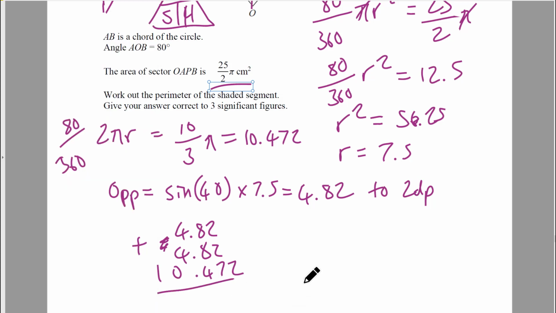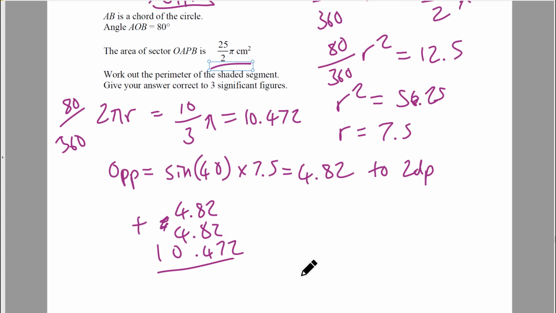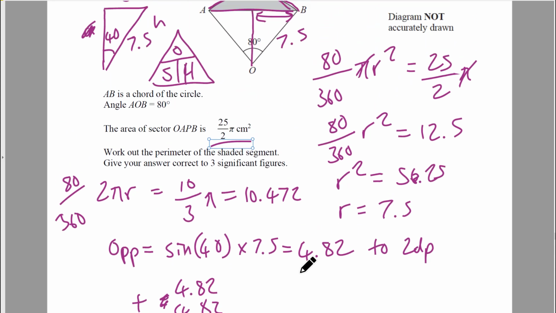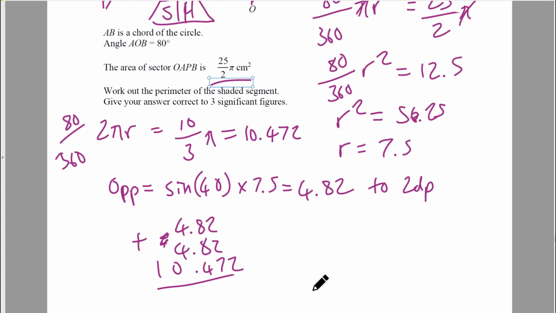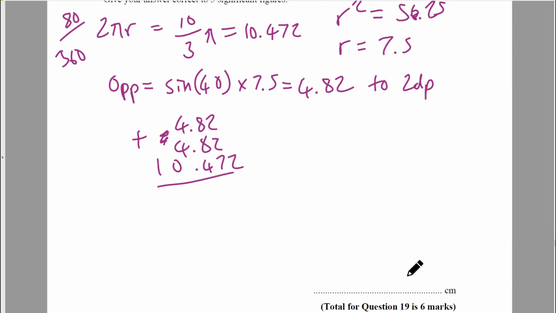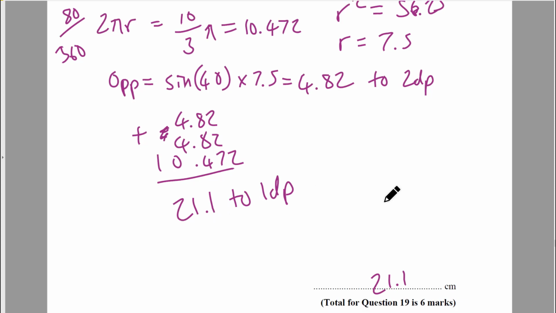At that, we're going to get 20.1 centimeters. Is it in centimeters? Yeah, it is in centimeters. And the answer is going to be 21.1, which is to 3 significant figures. That's a 6 marker.